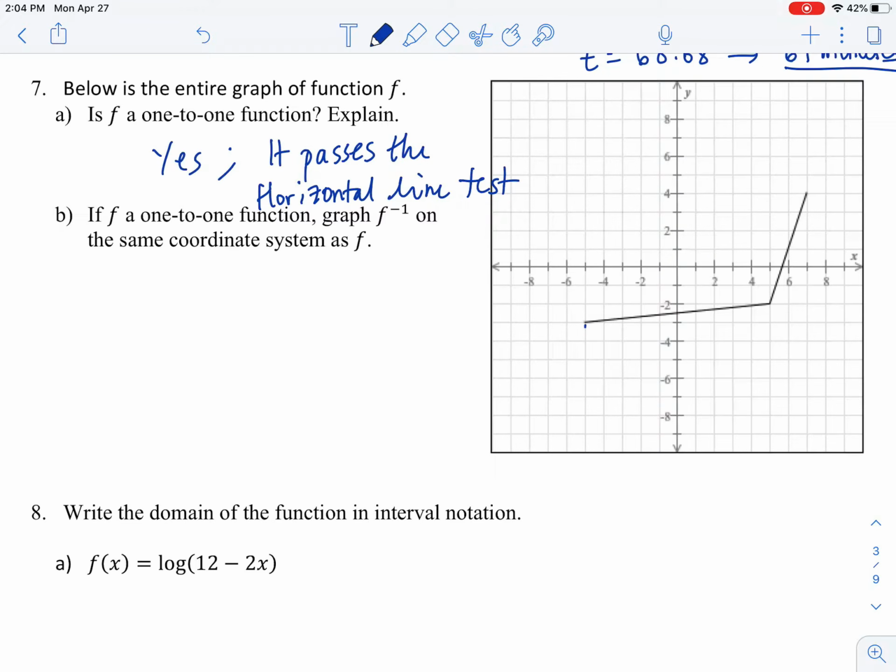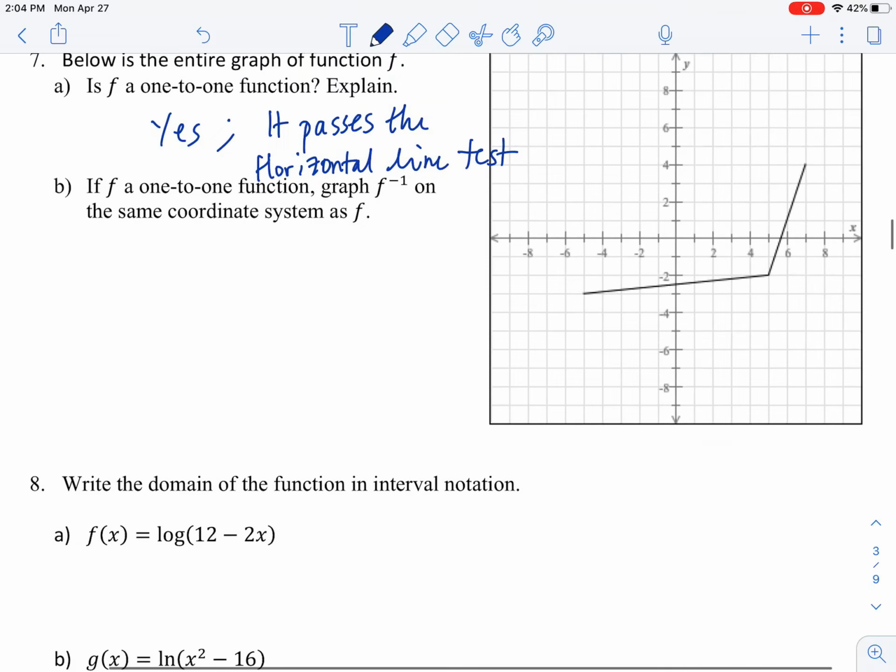And that's a great reason to give. If you are given a graph of a function, if you do a quick horizontal line test, and if it passes the horizontal line test, then it is a one-to-one function. If f is a one-to-one function, graph f inverse on the same coordinate system as f. Now, I'm just going to go ahead and plot 3 points. The one that I see is here, (-5, -3), right? And this one is at (5, -2), and the one up there is (7, 4).